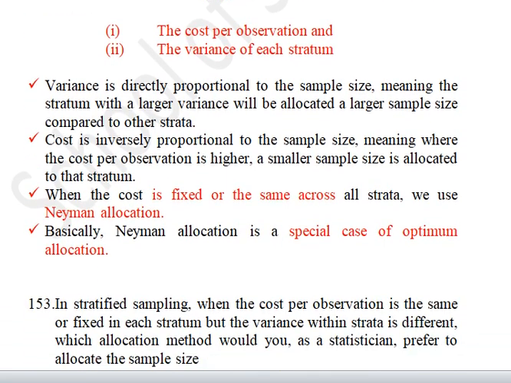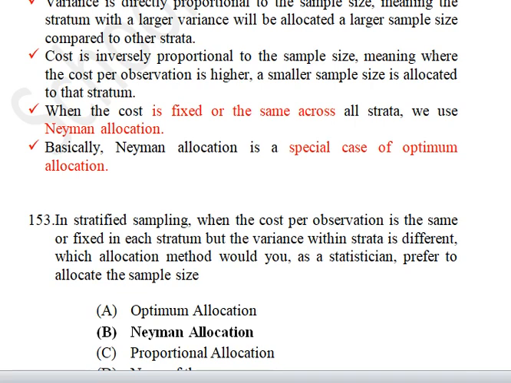Now we discuss question number 153. In stratified sampling, when the cost per observation is the same or fixed in each stratum, but the variance within strata is different, which allocation method would you as a statistician prefer to allocate the sample size?